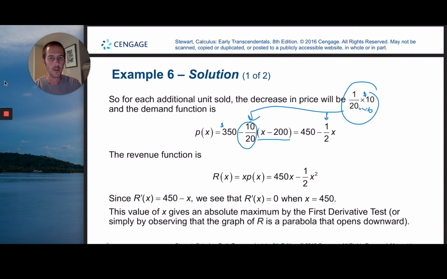And so we end up with this demand function, which, remember, represents price per unit. So if somebody walks into the store and buys it, that function, P of X, is going to determine how much they're going to have to pay. The revenue function is equal to number of units sold times price per unit. We're replacing P of X here with the 450 minus 1/2 X, distribute multiplication by X, and we get our revenue equation.